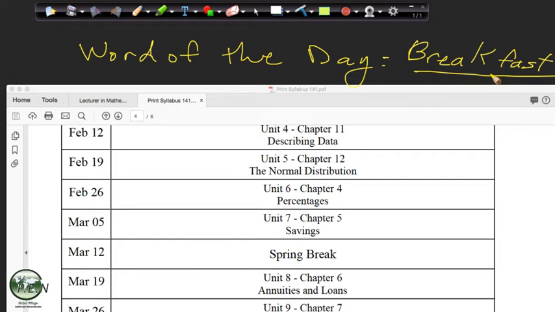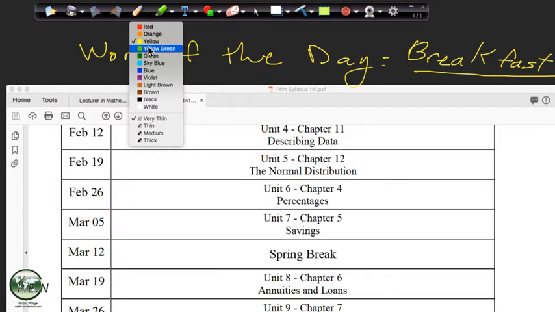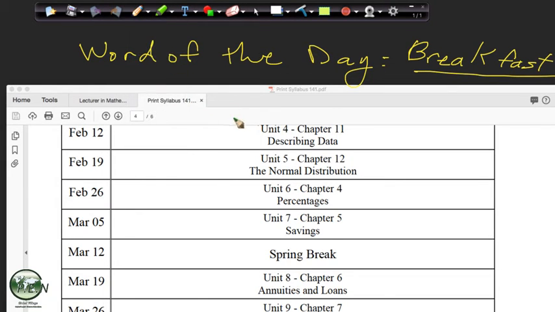So, where we're at is, I'm just looking at the syllabus. And again, occasionally I get questions about points and stuff. Everything's really in the syllabus, so don't forget about it. Let's see, where are we today? Last week we finished up chapter 12. So this is the week of February 26th, although this is March 1st. So we're going to take a look at chapter 4, which is on percentages.